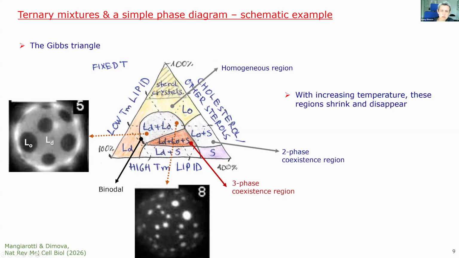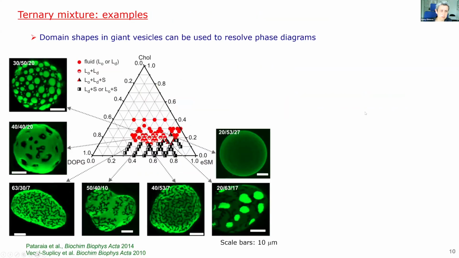With increasing temperature, as a reminder, this phase diagram is at a fixed temperature, but if you start increasing the temperature, you can plot this phase diagram by having an additional axis which is perpendicular to the screen, which would be your temperature. So if you start increasing the temperature, these domains would practically start disappearing one by one. The regions would shrink, and you would end up with a homogeneous membrane.